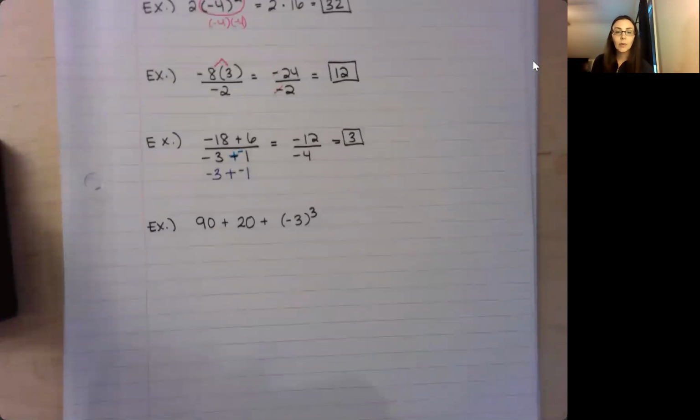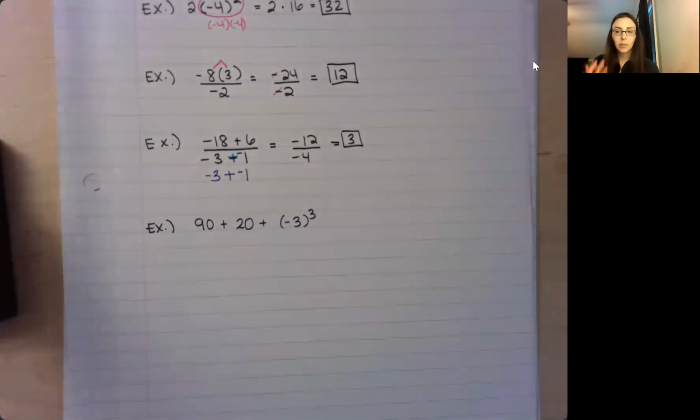All right, so another example here. Again, I have parentheses, but nothing on the inside. So that's what the grouping symbols really are for. So I'm going to move on from that.